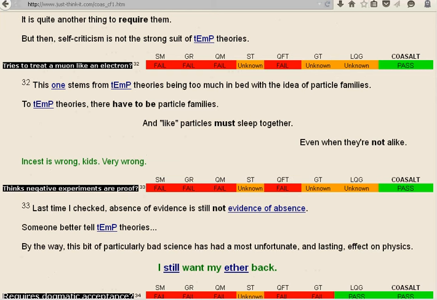Number 33. Does the theory think negative experiments are proof? Last time I checked, absence of evidence is still not evidence of absence. Someone better tell the existing mainstream physics theories. By the way, this bit of particularly bad science has had a most unfortunate and lasting effect on physics. I still want my ether back.